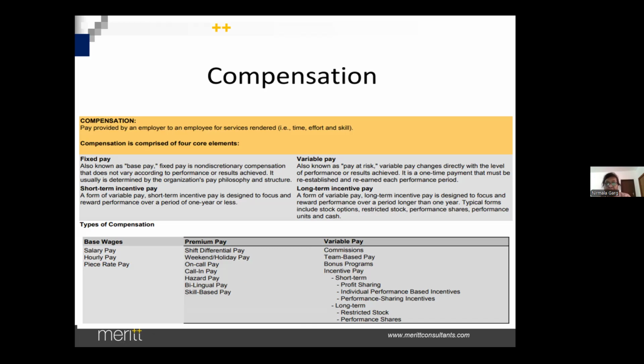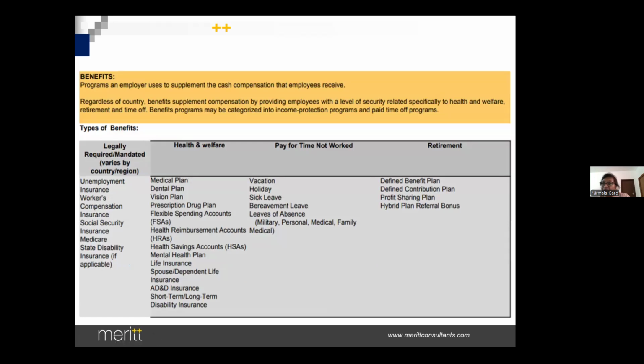Depending on your industry. Okay. Now, likewise, even in benefits, you can have a lot of benefits under health and welfare, pay for time not worked, and retirement, both in terms of statutory and over and above what is required.